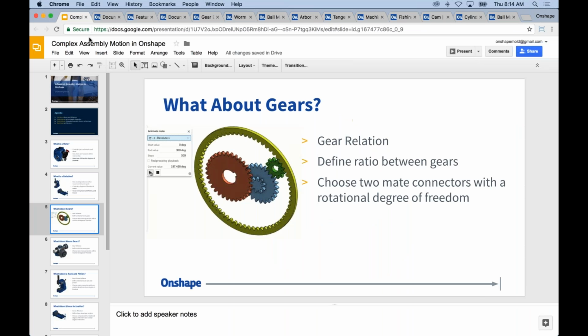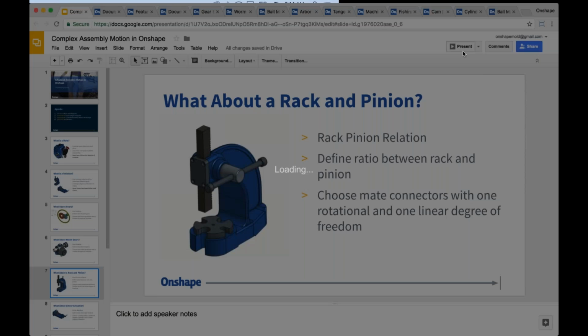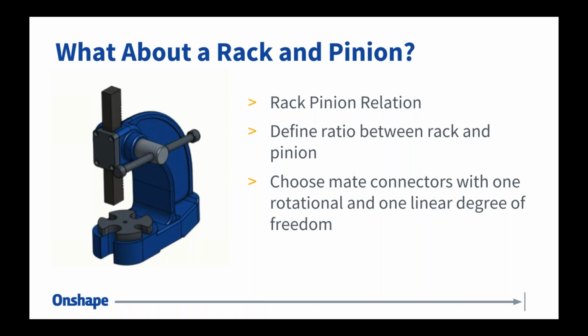All right, so moving on, the next example that I wanted to talk about, we've discussed worm gears, again, same thing, using a gear relation. So the next thing I wanted to discuss is a rack pinion relation, and any type of rack pinion scenario that you wanted to get realistic motion. And the key difference here is, for every rotation, I would expect a linear travel, right? And that's a bit different than a gear in that we're just defining 2 rotational degrees of freedom.